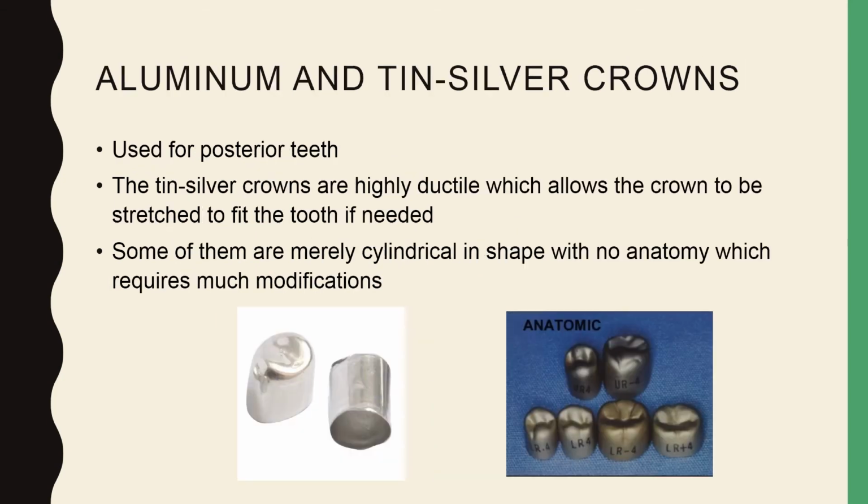The aluminum and tin silver crowns are used for posterior teeth. The tin silver crowns are highly ductile, which allows the crown to be stretched to fit the tooth if needed. Some of them are merely cylindrical in shape with no anatomy, which requires much more modification.